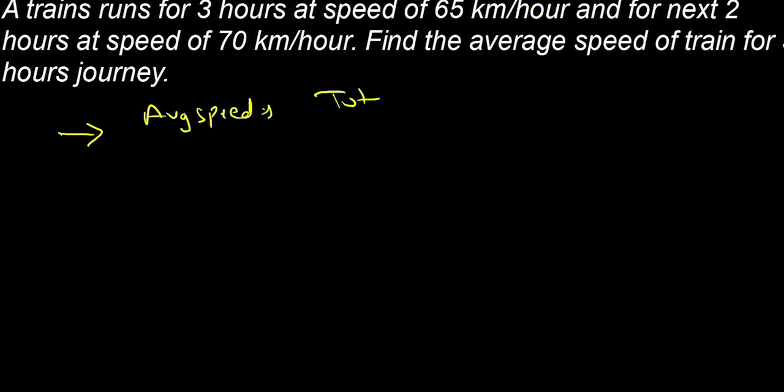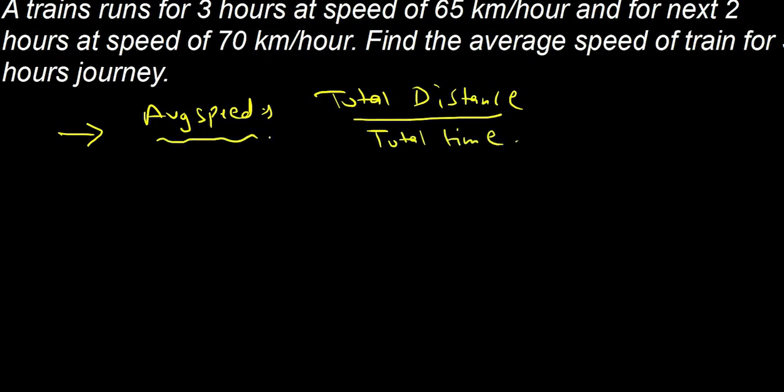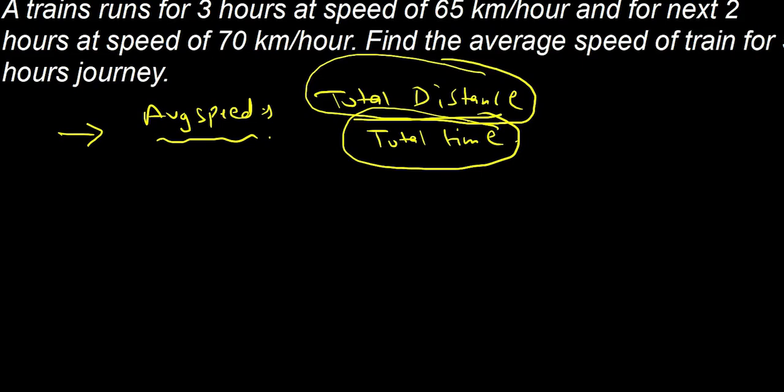Total distance divided by total time. So whenever these types of problems are there, make sure that you are finding total distance first of all and then you will have this total time interval. Okay, so there's a shortcut also, so let's start.